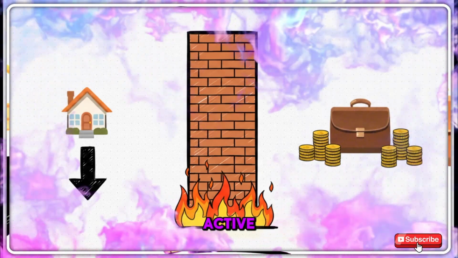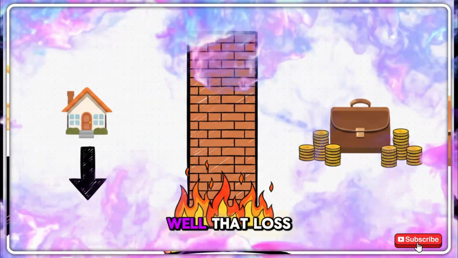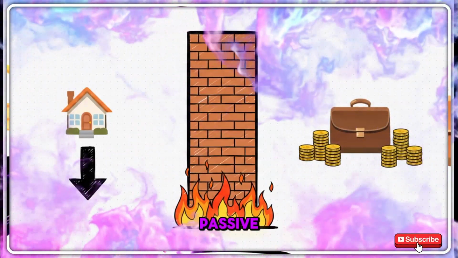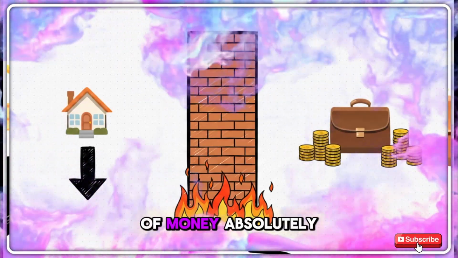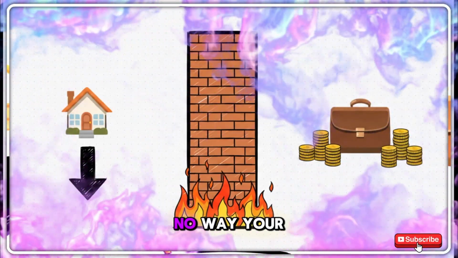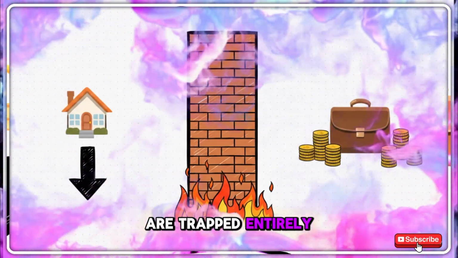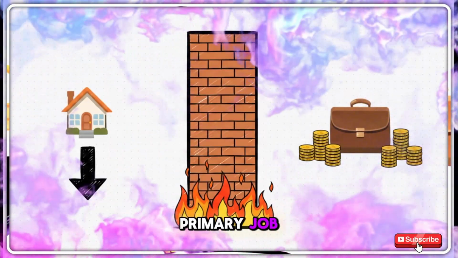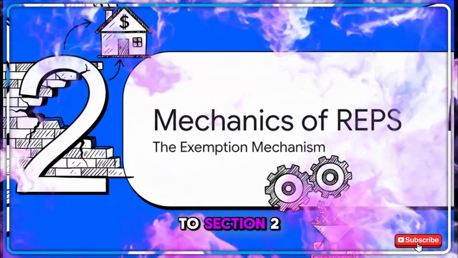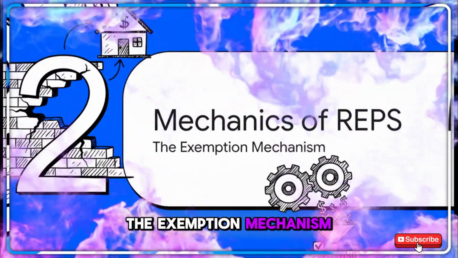income is classified as active. But if your rental property takes a massive paper loss, well, that loss is stamped as passive. Because of this systemic bottleneck, the two pools of money absolutely cannot mix. No way. Your real estate losses are trapped, entirely unable to reduce the heavy tax liabilities generated from your primary job. Moving right along to Section 2, Mechanics of Professional Status, the Exemption Mechanism.